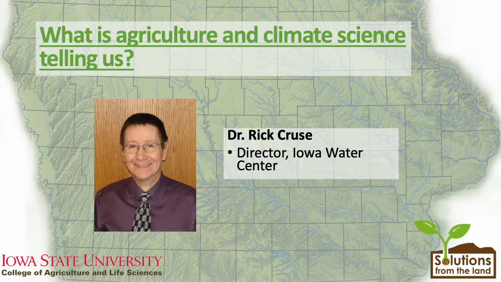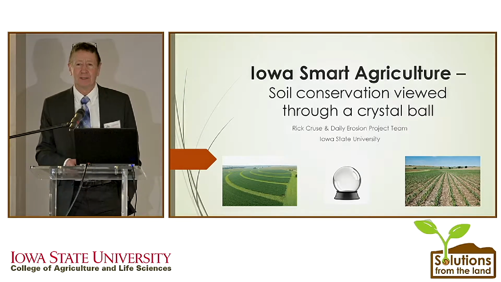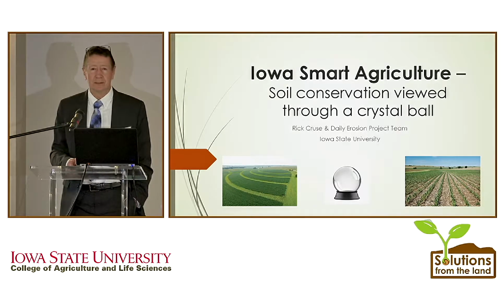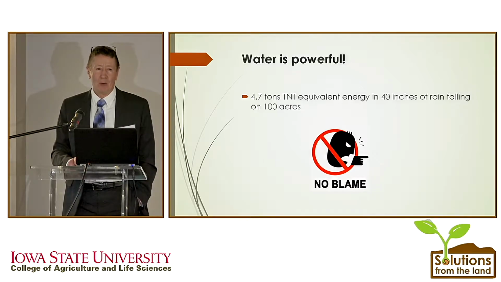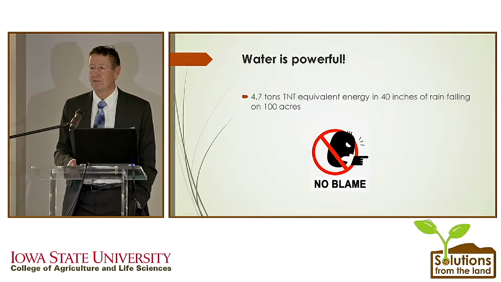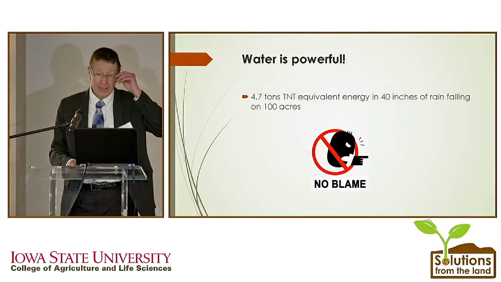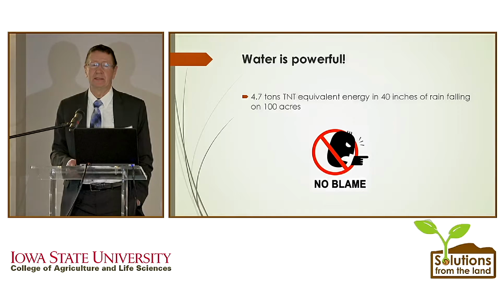Okay, so what's next? The crystal ball associated with soil erosion and water runoff is really pretty clear. Unfortunately, what we're seeing is that the challenges that we've experienced, while they're pretty major, are going to get worse. Water is incredibly powerful, especially when it moves. 40 inches of rain falling on 100 acres has the impact energy equivalent to 4 tons, not pounds, tons of TNT. Farmers are managing that impact energy. It's that impact energy that initiates the soil erosion process.